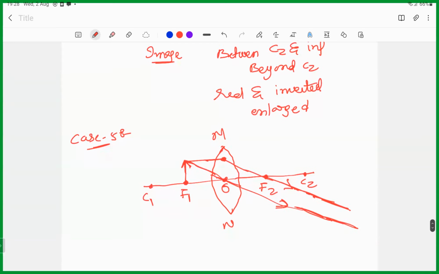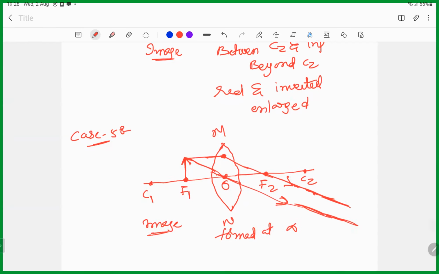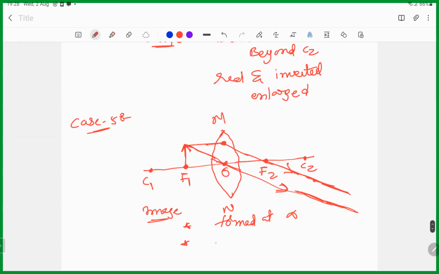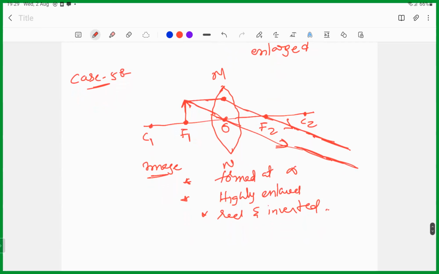So what are the properties of the image? The image will be formed at infinity, highly enlarged, real and inverted. So in all these cases the image is real and inverted.